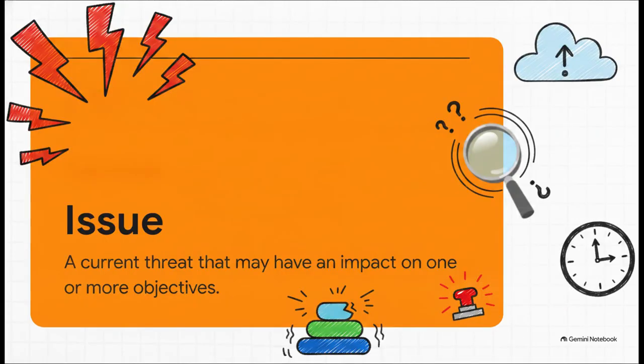So before we go any further, we really need to nail down what an issue actually is. Simply put, an issue is a current threat that might mess with one or more of your project objectives. It is a materialized problem happening right now. It's completely different from a risk. A risk is a potential future event, something that only might happen. An issue? It is literally sitting right on your desk right now, demanding your immediate attention.